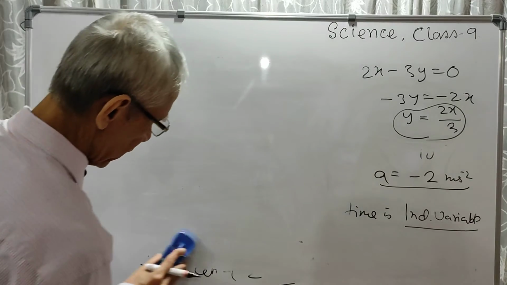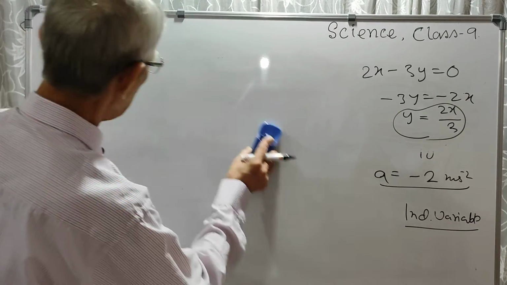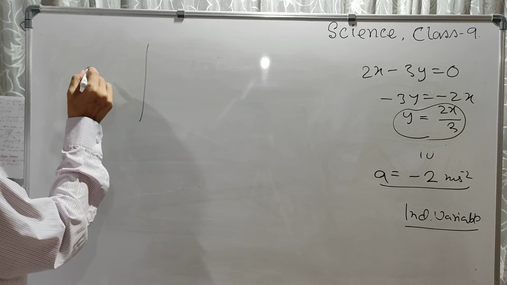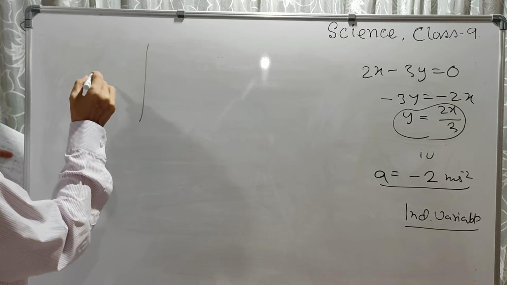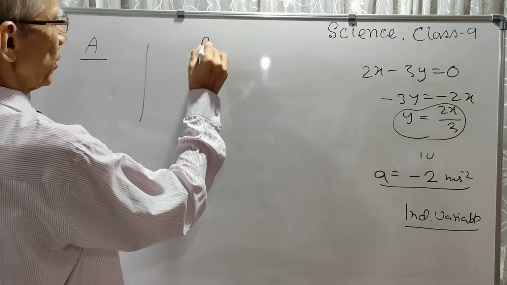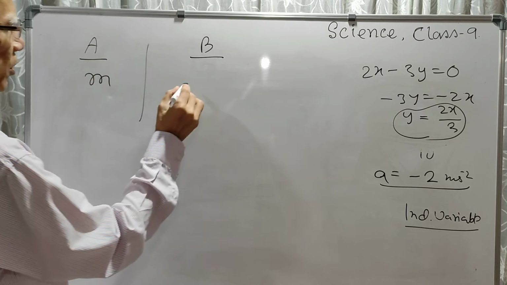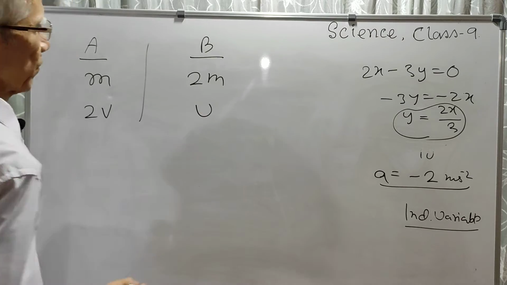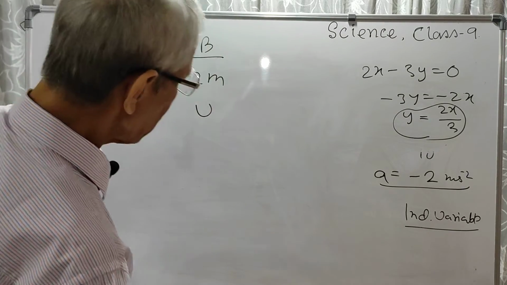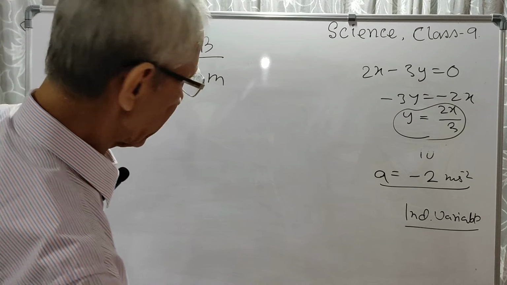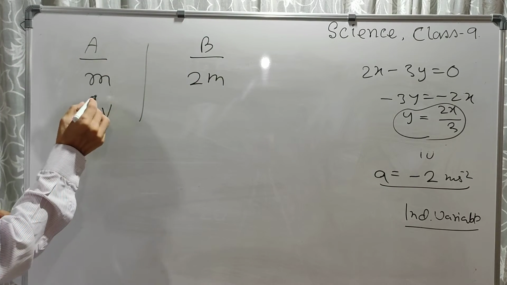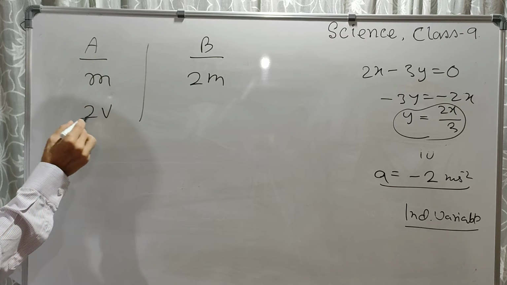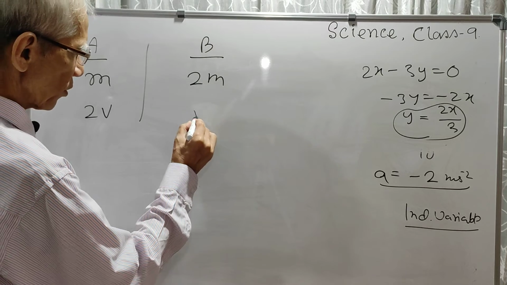All right. There are two balls. This is ball A, this is ball B. Its mass is m, its mass is twice m. Its velocity is twice v, its velocity is v. Both are moving. Ball A has mass m and ball B has mass twice m. Ball A is moving with velocity twice v, and ball B is moving with velocity v.